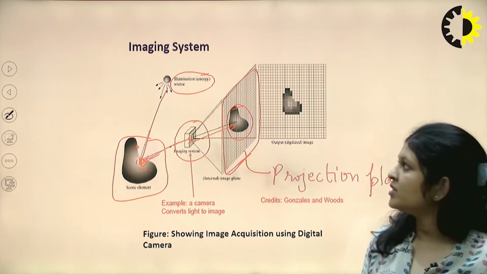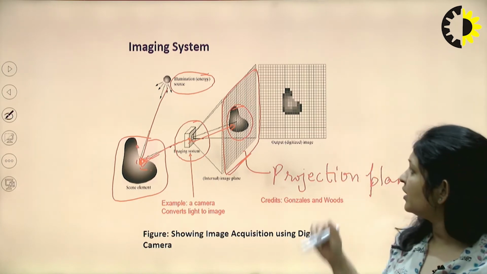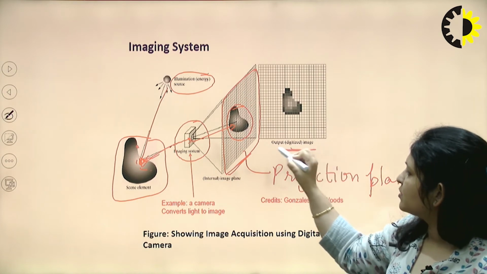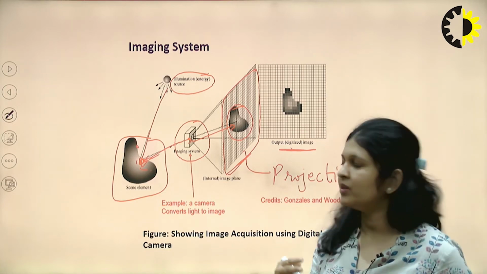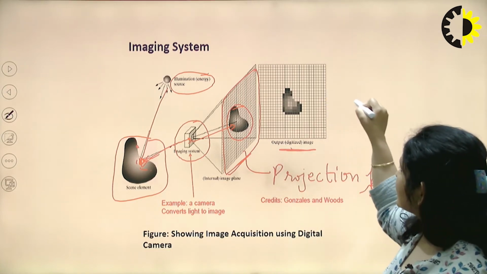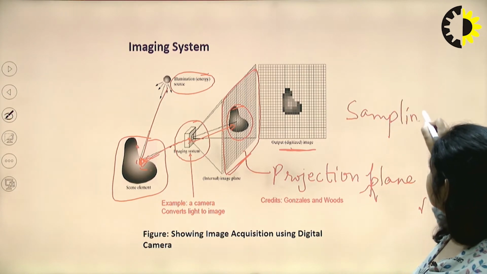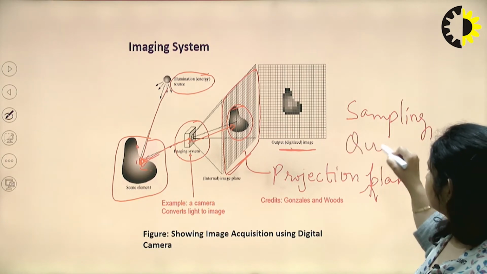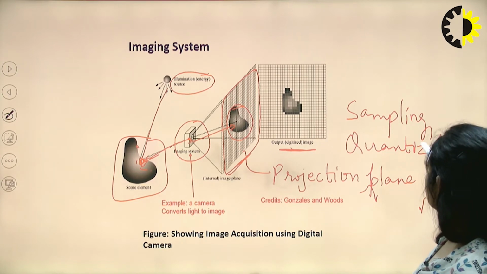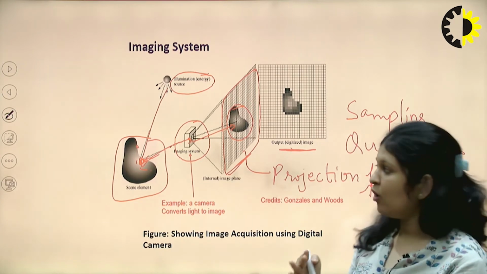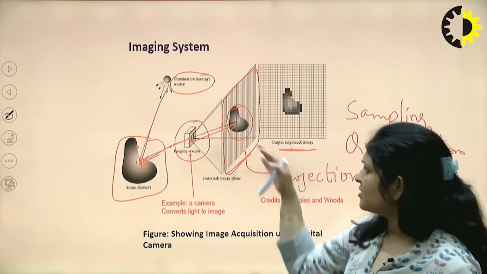Now, before we go further with processing in DIP, we need to convert it into a digital image. For the digital image, we will use two processes that we will discuss further: sampling and quantization. Sampling is basically how many coordinates or how many points we want to consider in this particular analog image. This is a continuous image.